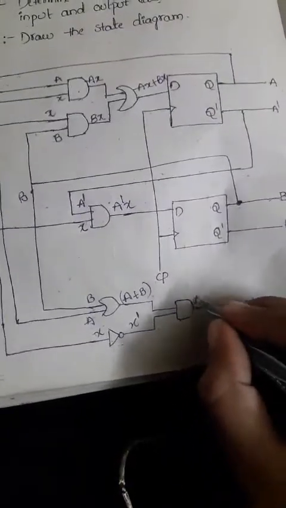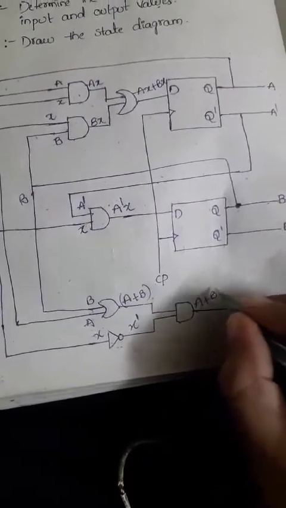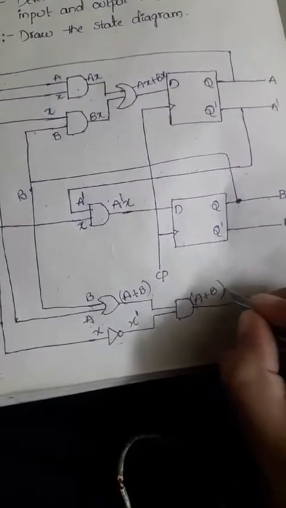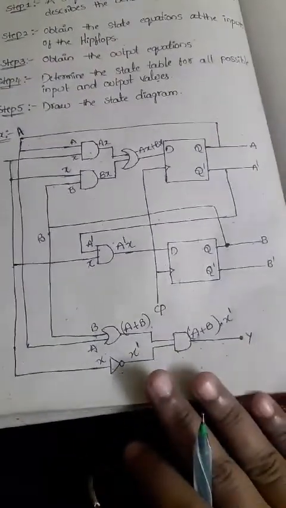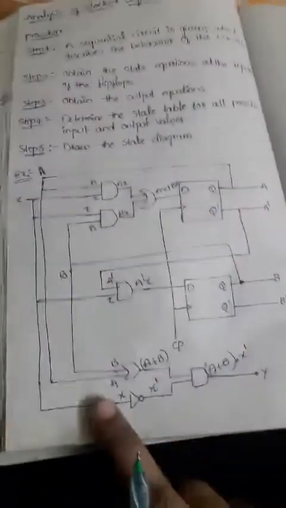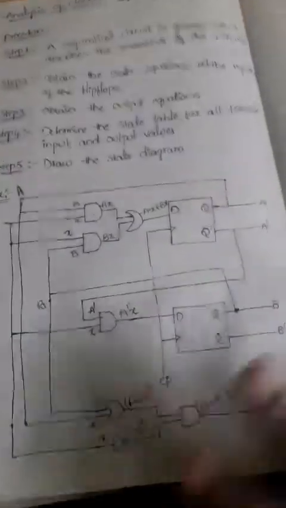So that is nothing but the product between these two inputs, into X complement. Okay, so these are the combinational gates' outputs. So now it is clear, right? Each and every gate output we know. So now we'll go with the procedure. So now we'll solve this equation.